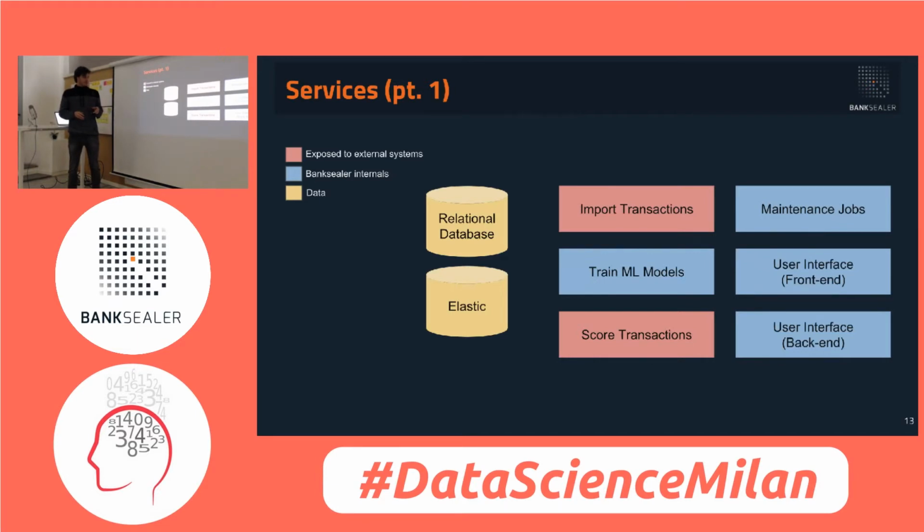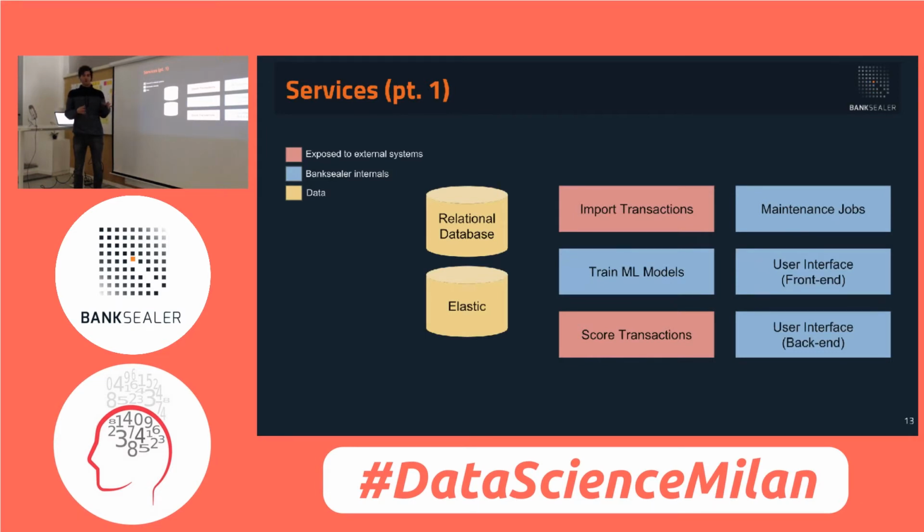Another fundamental part is the scoring. As soon as we receive the transaction, we try to produce a score, because the system is also running in real time, so we need to produce a score as soon as possible. This is done by the model. The score is produced thanks to machine learning algorithms. We have a process for building our models and updating them. This is what we call the core, the main part of Banksealer.